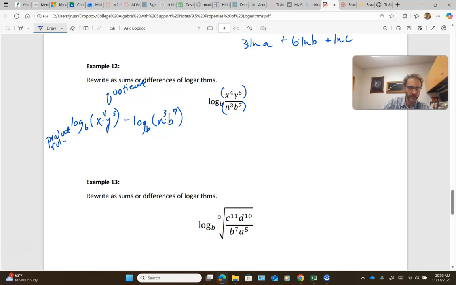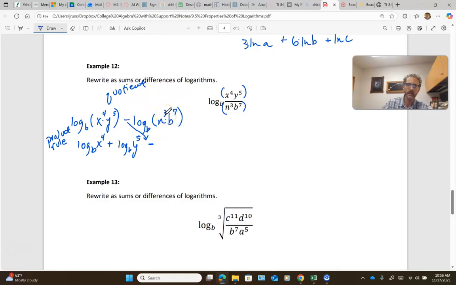To split up these products here, this will become log base b of that first factor, which is x to the fourth, plus, because we're using product rule, remember, log base b of the second factor there, which is y to the fifth, minus. You're going to bring down that minus sign, and then you're going to use product rule again with this logarithm.